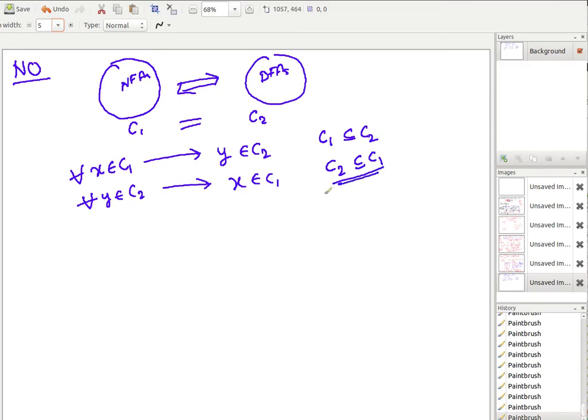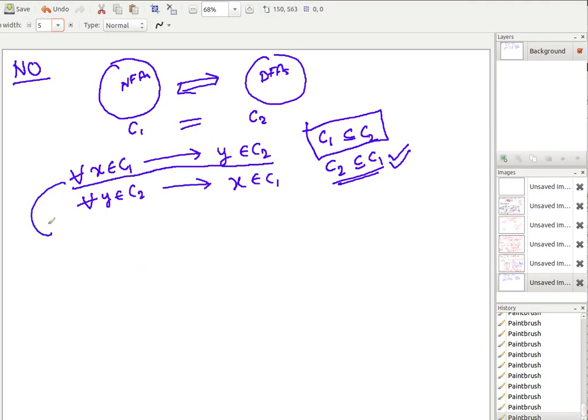Now this one is very trivial. C2 is certainly a subset of C1. Why? Because every DFA is an NFA. If every DFA is an NFA in itself, certainly it is correct. So this we don't need to prove. As per the definition of DFA and NFA, this holds by default. Now the only part remaining is proving that C1 is a subset of C2. To prove that, you have to prove that for all NFAs, there exists an equivalent DFA.